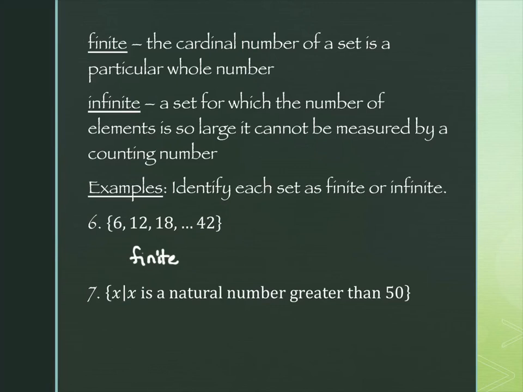How about number 7? X is a natural number greater than 50. Infinite. It means I start at 50 and I go up forever. Now, if it said a natural number less than 50, that would be finite, because natural numbers do have a starting spot, 1, right? But they don't have an ending. So this one is infinite.